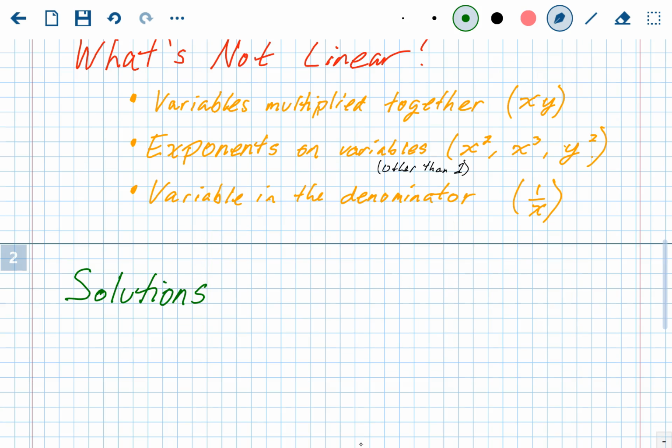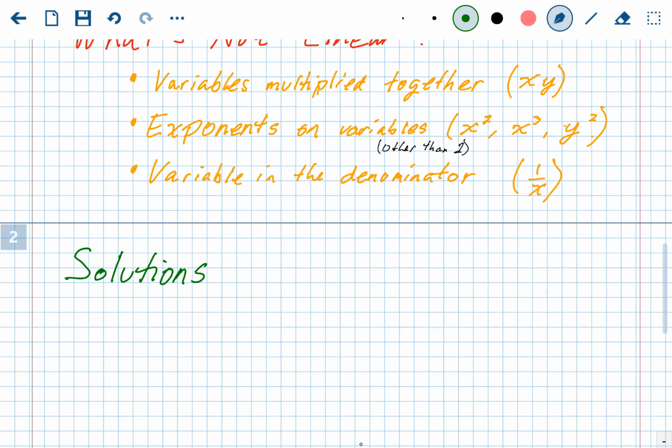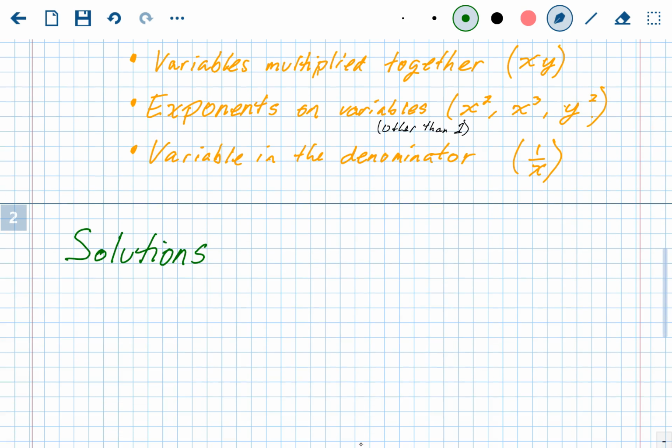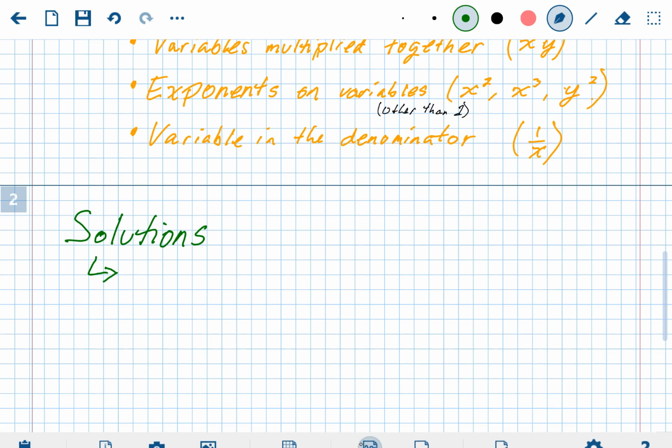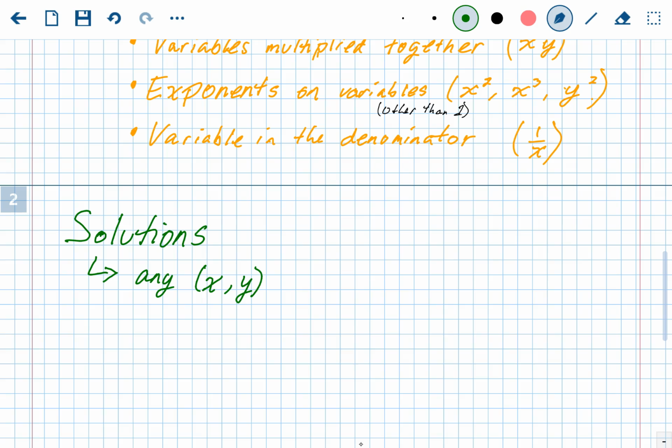Next up are solutions to linear equations. How do you find a solution to a linear equation? Well, since there are 2 variables, the solution to an equation was always whatever x equals. Now we have 2 variables. So a solution to a linear equation is going to be any xy ordered pair that makes the equation true.